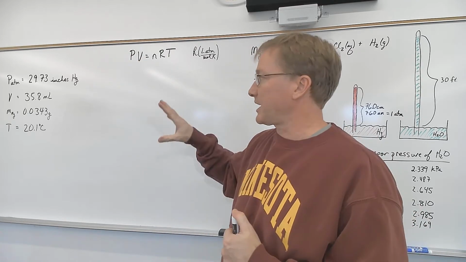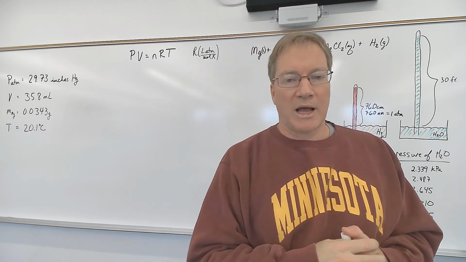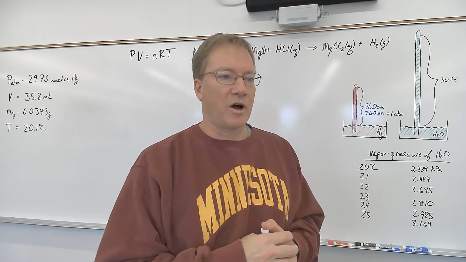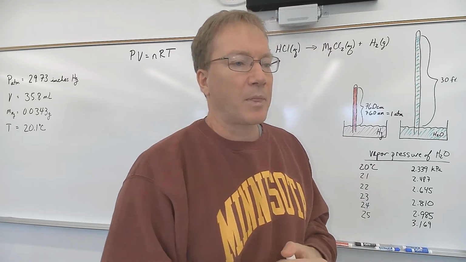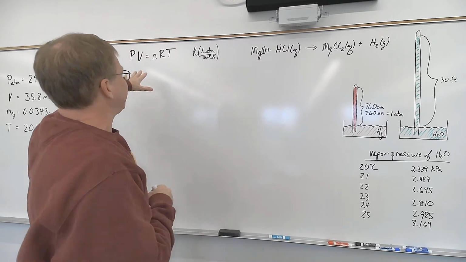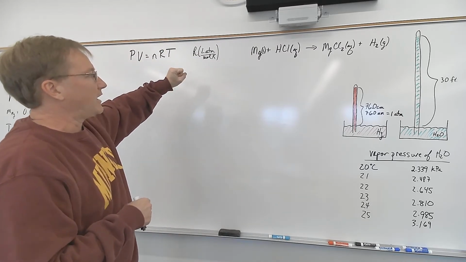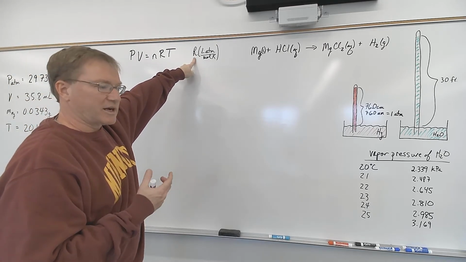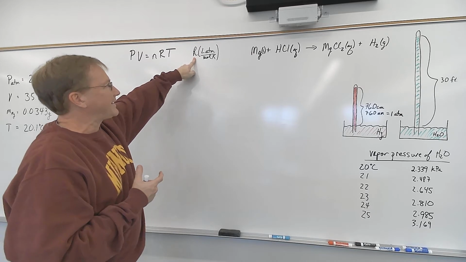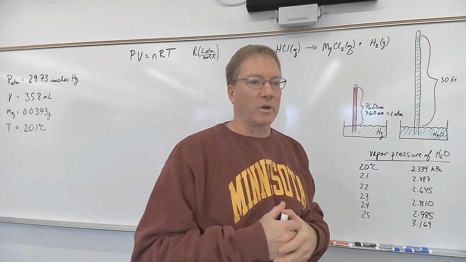And what I want to do is take this data and work through that set of problems so that you can figure out how to calculate the value of R, the ideal gas constant, for this experiment. And so we're going to be using the ideal gas equation that says PV equals nRT, and we are going to try and find out what that value of R is. It's a constant, and we want to know what that constant is with the units liter atmospheres per mole Kelvin.